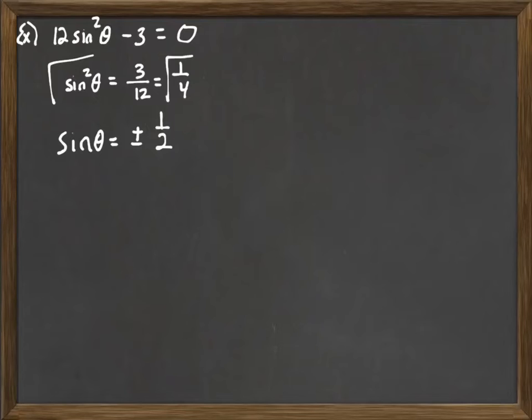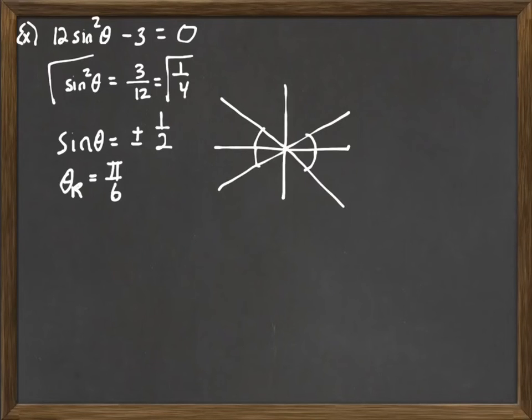we can now again find our reference angle. What angle in the first quadrant will give us a sine of positive 1/2? And that reference angle would be pi over 6. And then once again, we're going to draw in our axes. And now we're going to put that reference angle into every quadrant where sine is positive or negative, right, because of the plus or minus here. So that means we're actually going to have that angle going into all 4 quadrants. First, second, third, and fourth quadrants.